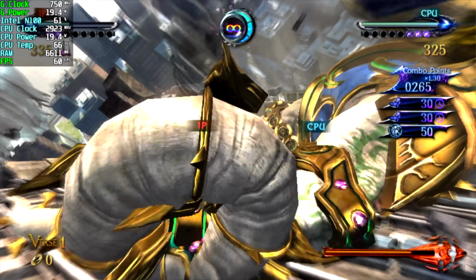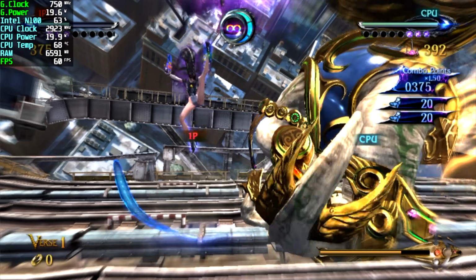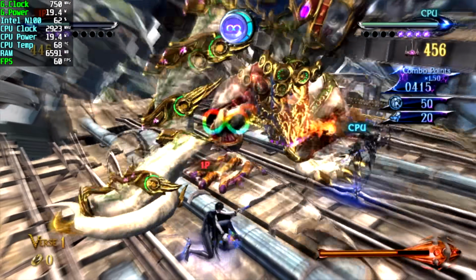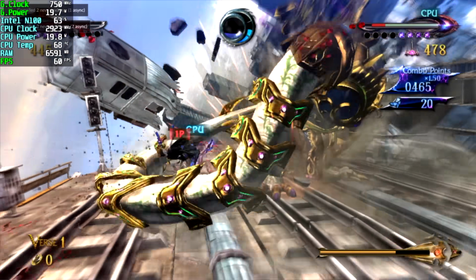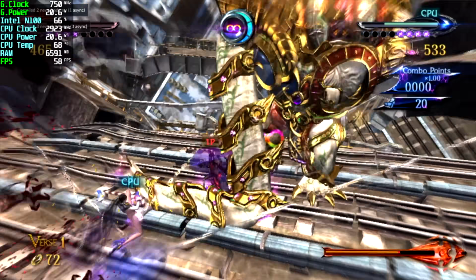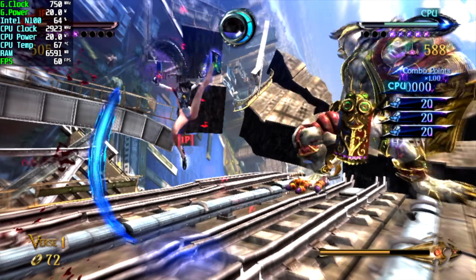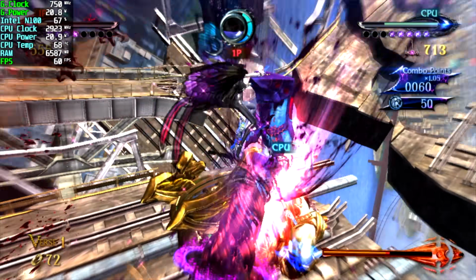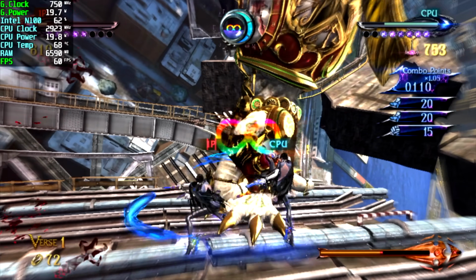But the final one I tested was Wii U using Cemu. We've got Bayonetta 2 here at the native resolution, 60 FPS. So you can see that our CPU power is up over what we've tested with GameCube and even PS2. We're at 20 watts here, but it's still not maxing that thing out.